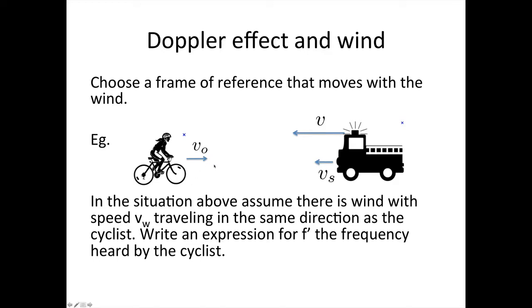So let's take this situation again, where we've got an observer traveling towards the source. The velocity of the observer is VO, the velocity of the source is Vs, and the velocity of the waves through the medium is V. And we've now got wind traveling in the same direction as the observer. So in this case, traveling to the right here. And what we need to do is write an expression for f dash, the frequency that this observer now hears.